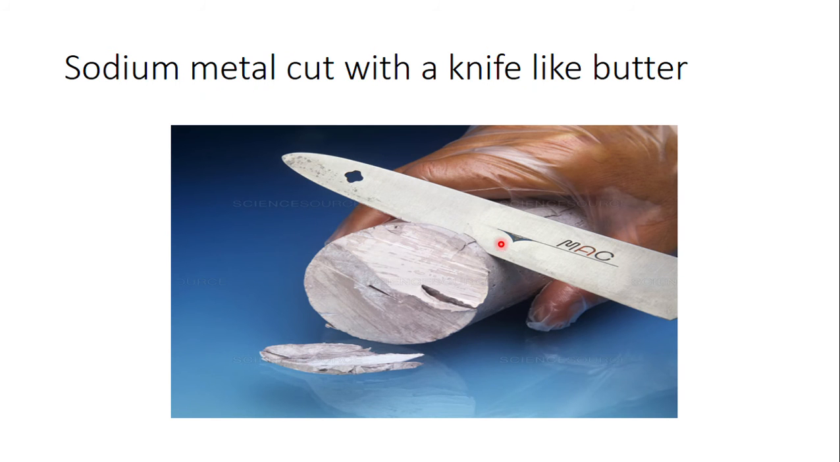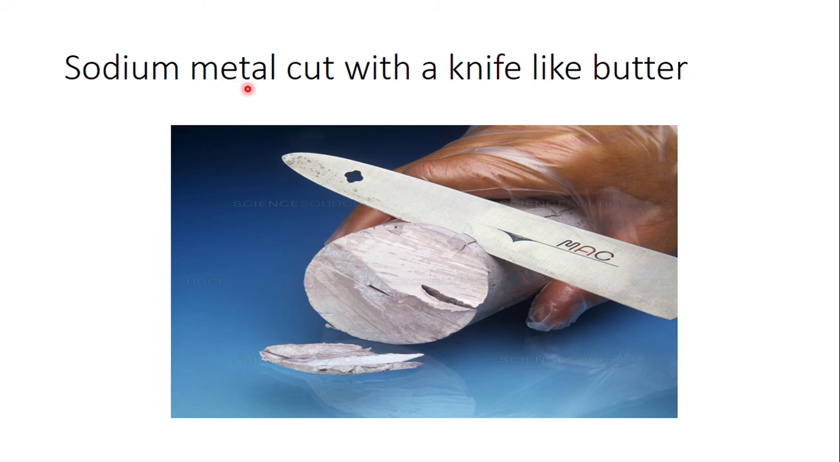Now you see one of the alkali metals, sodium, which is generally stored in mineral oil. It will not be just kept outside, as it is highly reactive because it has just one valence electron. All the alkali metals are very highly reactive because of just one valence electron present in the atom, and it can be easily cut with a knife like butter.